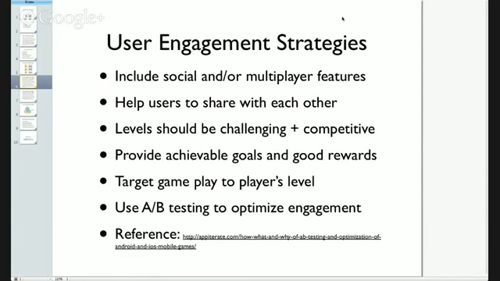So it's just to check it out and think about some of these things, but users are going to have a favorite game, and hopefully it's going to be yours. That's the other thing, providing achievable goals and good rewards, right?